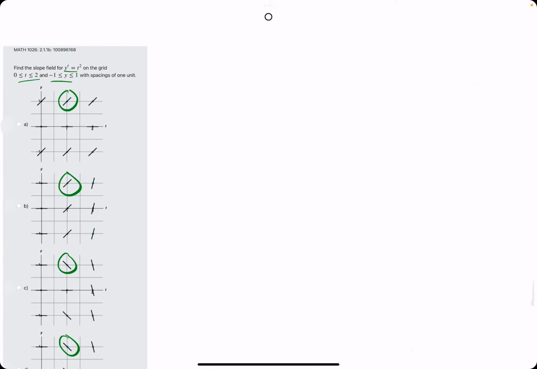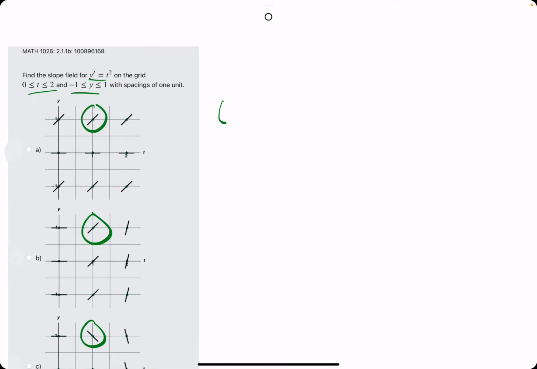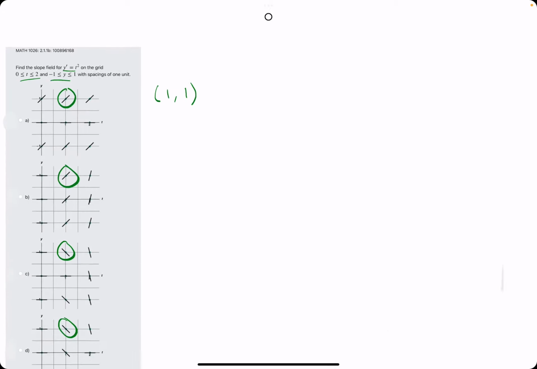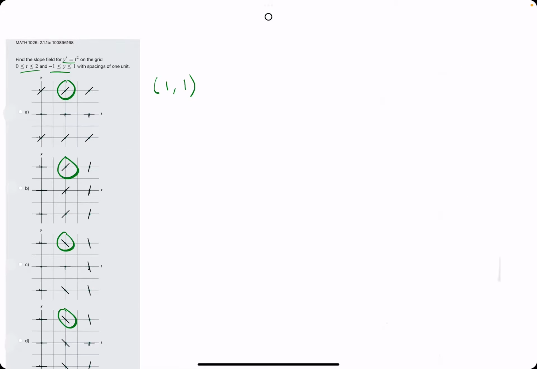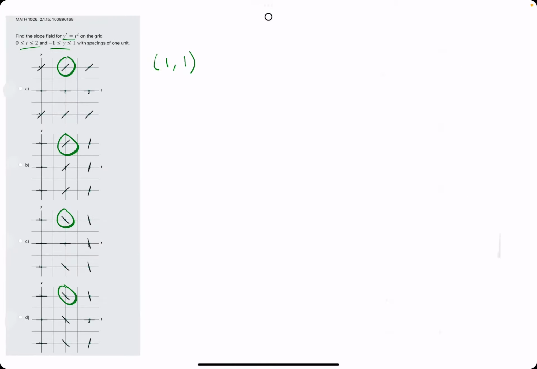So what do I mean by that? So here, here, here, and here. In that same spot, let's go ahead and figure out that ordered pair. It's t equals 1 and y equals 1. So at (1, 1), we have two positive slopes, A and B, and two negative slopes in C and D.